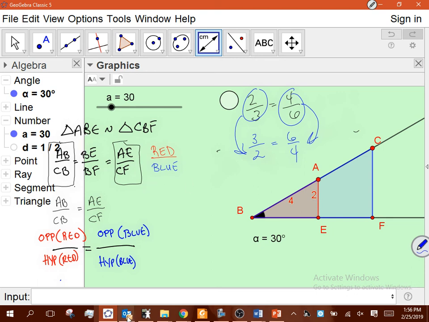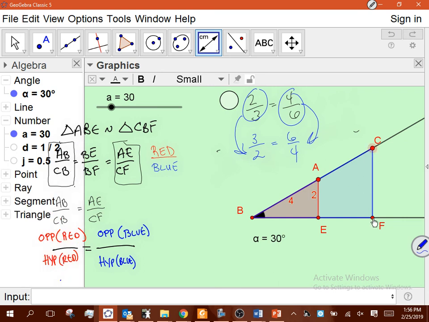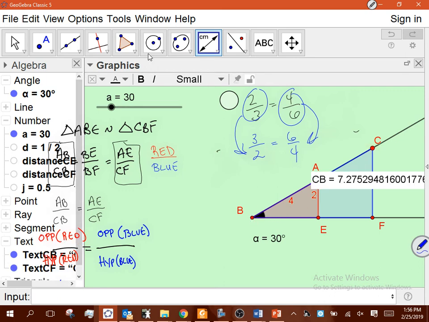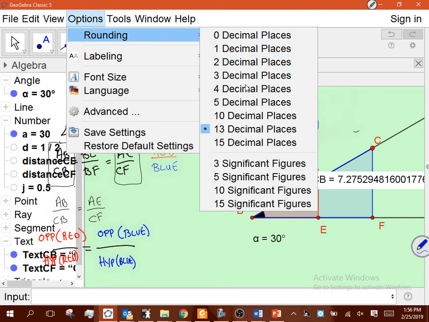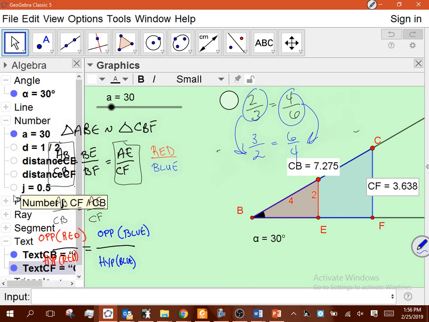It gave me 1/2. Okay? If I do the opposite of blue, so that's CF, and divide it by CB, what's it going to give me? 0.5. It takes this distance here and that distance there, and divides them. Now let me change the rounding here so we can fit it all in. So 3 decimal places. It takes those two numbers and divides them, and it gives me, over here you see, 1/2, right?